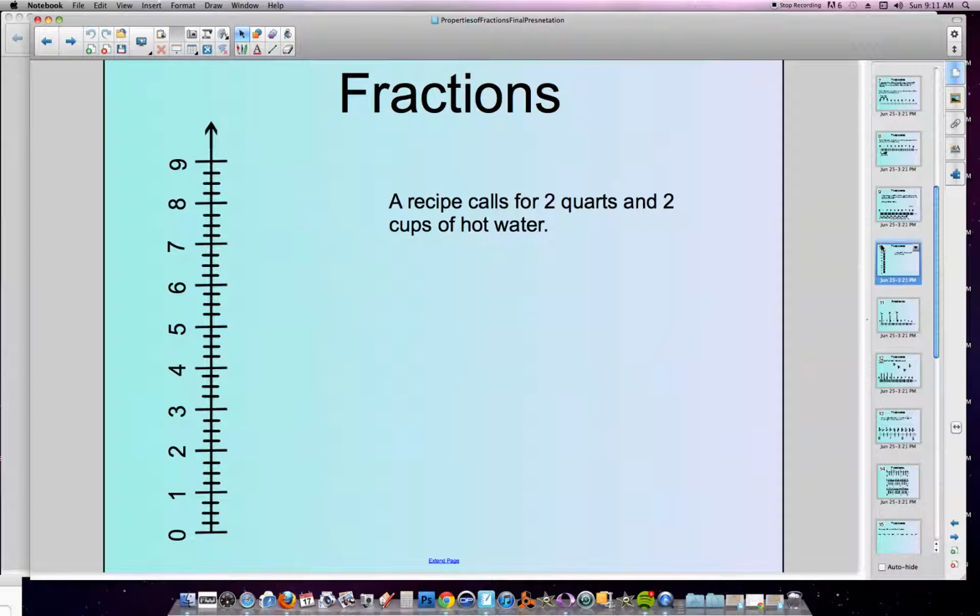Another example is a measuring cup. If each one of these marks represents a quart, and we have a recipe that calls for 2 quarts and 2 cups, we're going to need to subdivide this number line. So we get 2 quarts, and then, there are 4 cups in a quart. So we need to subdivide each quart into 4 equal parts, so each one of them represents a cup.